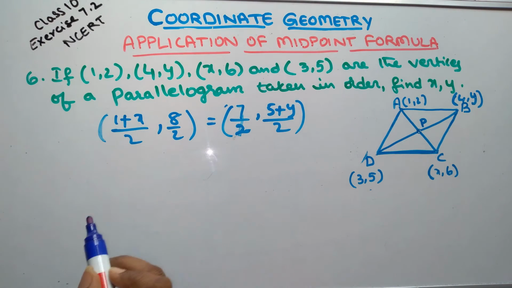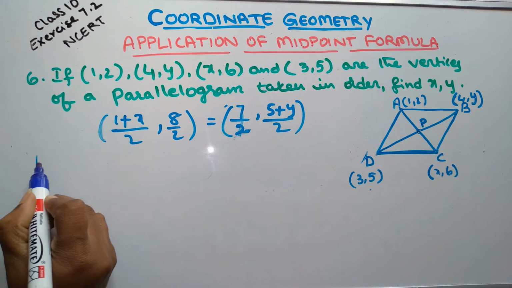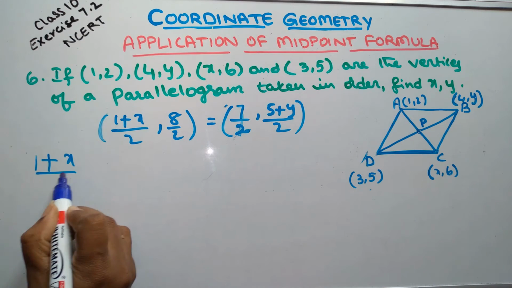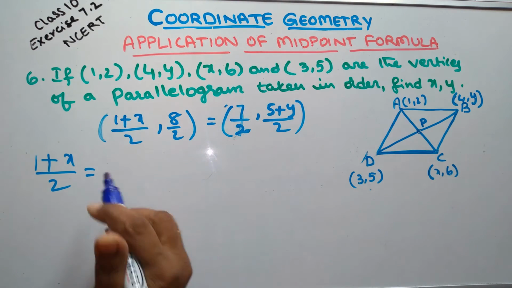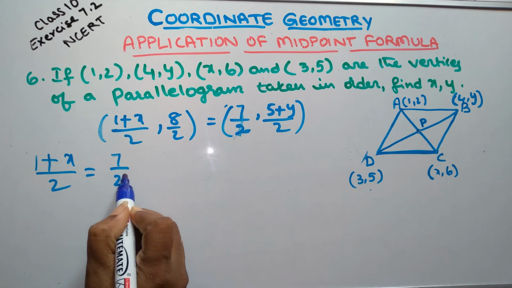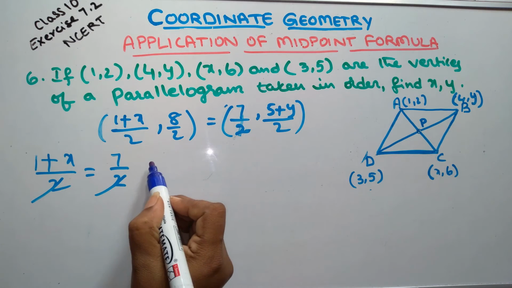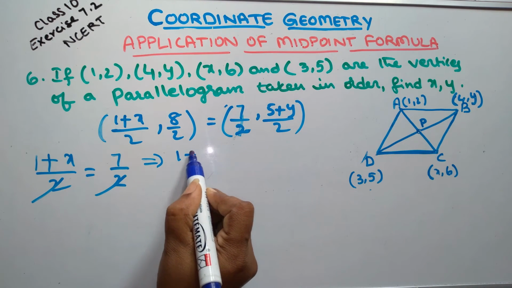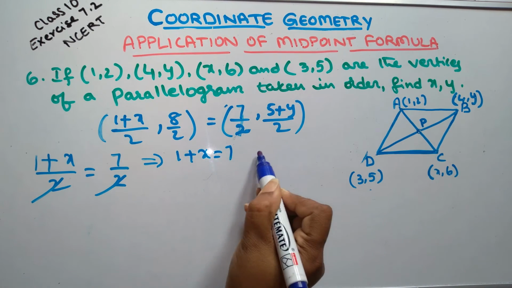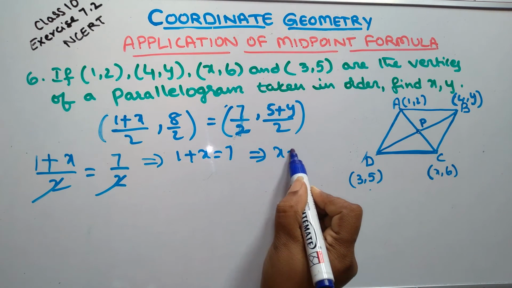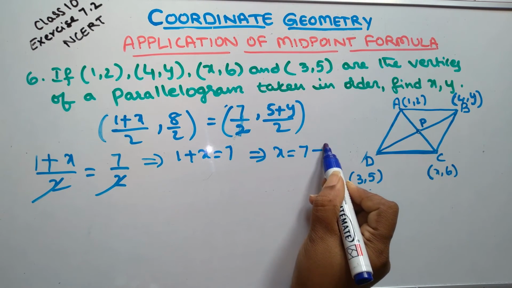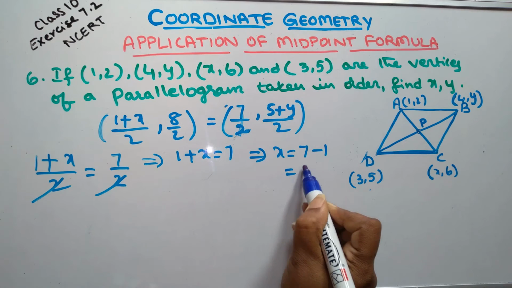Let us equate the x coordinates. (1 plus x) by 2 is equal to 7 by 2. Cancelling out 2 here and here, we get 1 plus x is equal to 7, which implies x equals 7 minus 1, that is equal to 6.